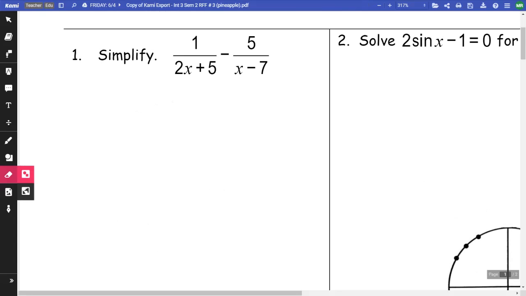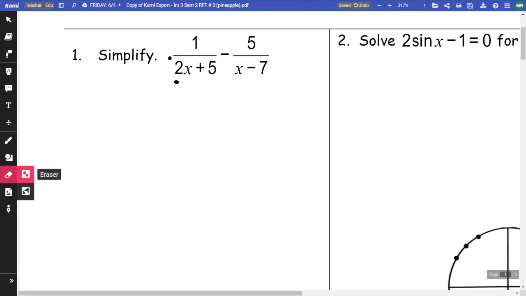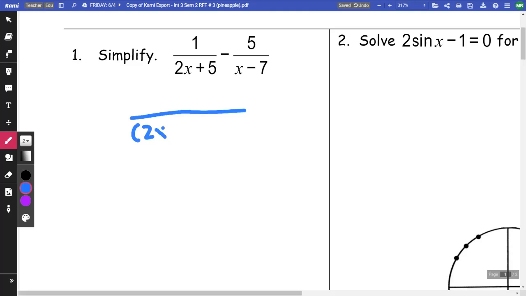First thing we want to do is look and see, can I do anything with this? Can I factor that? And I cannot. So what I'm going to do is I am going to try to get a common denominator. And so that common denominator is going to be a 2x plus 5 times an x minus 7.